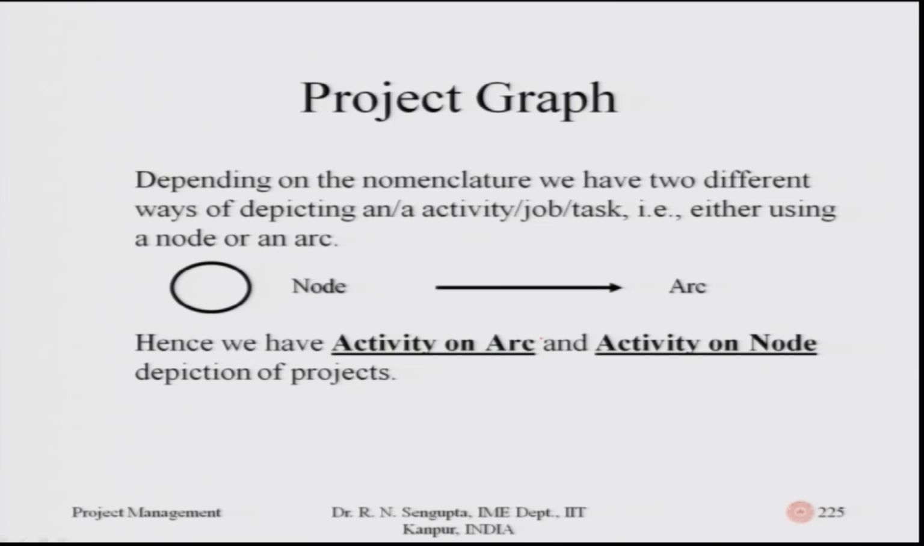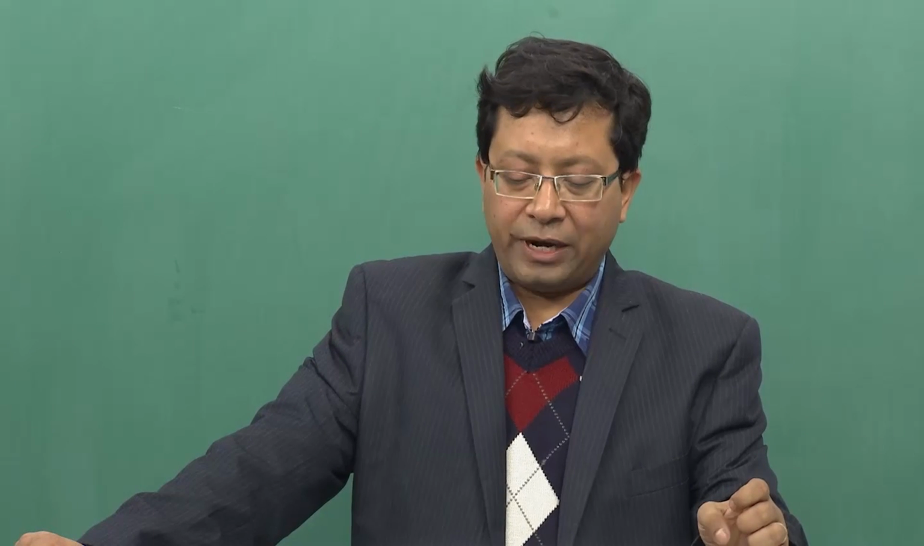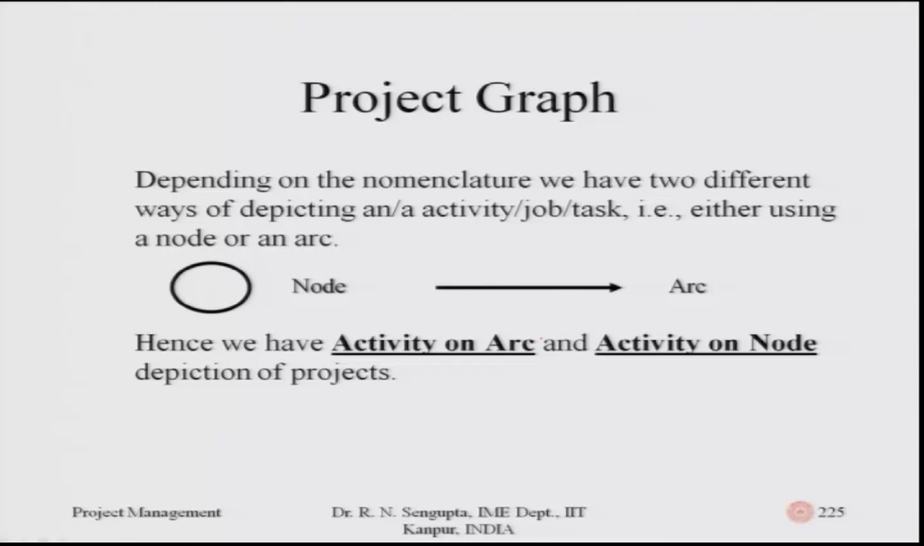Before we start drawing the diagram, I will just give you the concept of activity on arc and activity on node. Depending on the nomenclature we use, we have two different ways of depicting them. One is using a node, which is the circular one, where the activities are given as the node, and the other is activities on the arc.